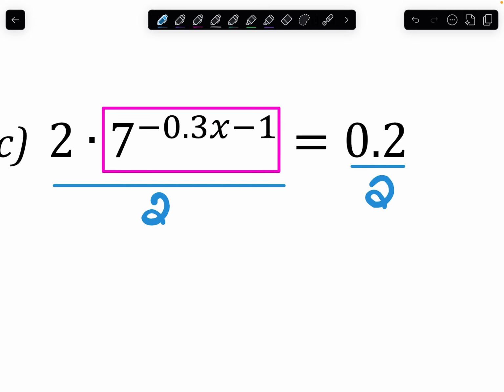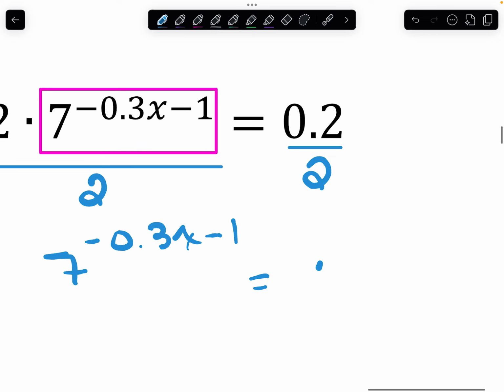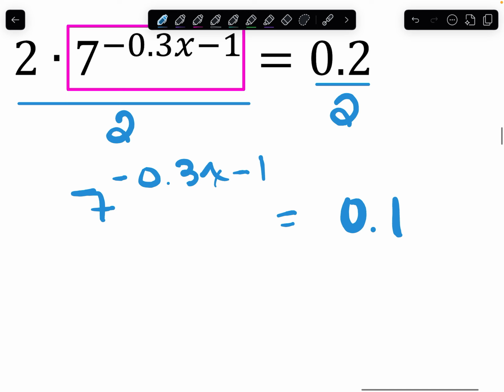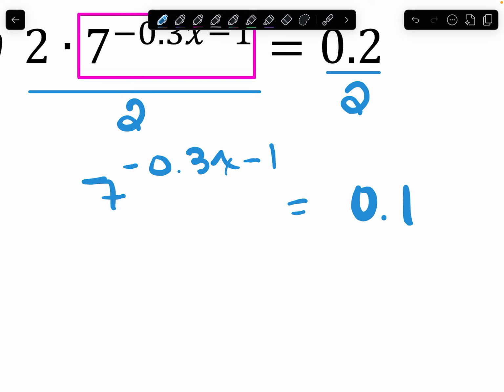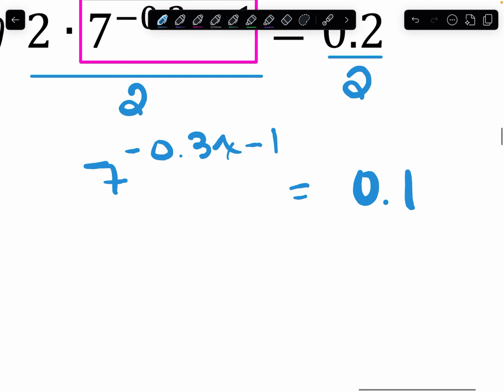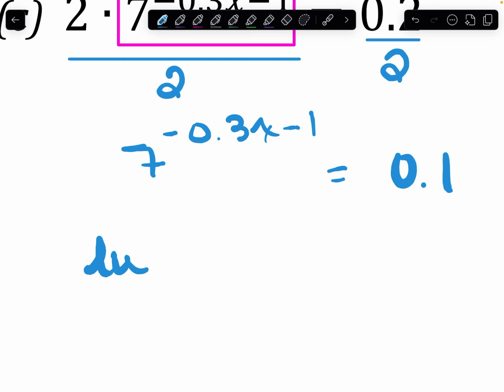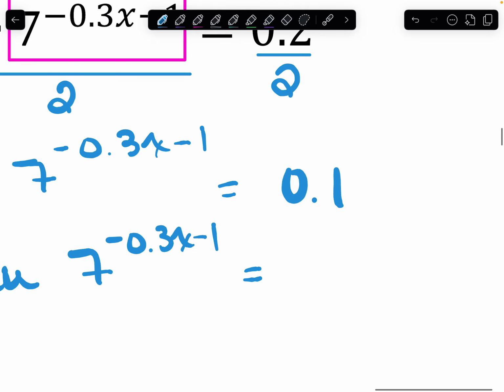So we're going to get 7 raised to the negative 0.3x minus 1 equals, if we take 0.2 and divide it by 2, it is 0.1. Because it is a nice pretty decimal, if you want to use the decimal form here, that's fine. If you'd rather change it to fraction form, you can. I'm going to use decimal form since the original equation is using decimals already. So now we have that base completely isolated. So I'm going to take the natural log of both sides. So ln of the entire left and ln of the entire right.